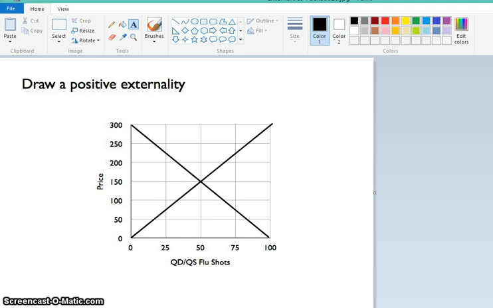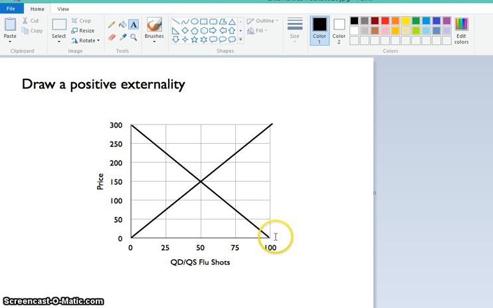So we looked at that graph on the worksheet, but now I'm making you draw it, because on the test it's very possible that you will have to draw a scenario, a graph with a positive externality. Now all you need is price on one side and quantity demanded and supplied on the other. You don't need these numbers. But the first thing you got to do is be able to label these curves.